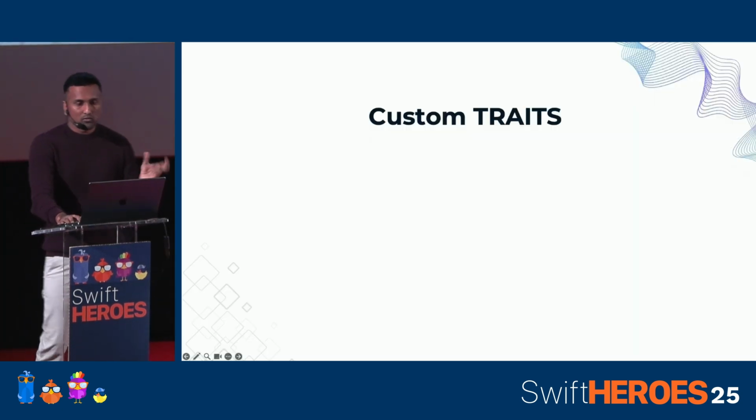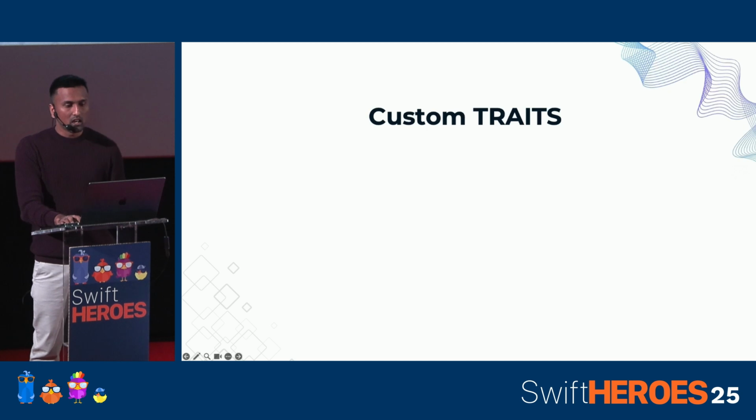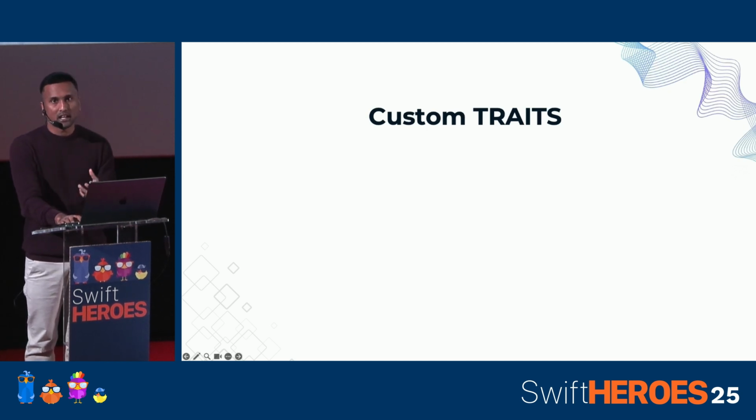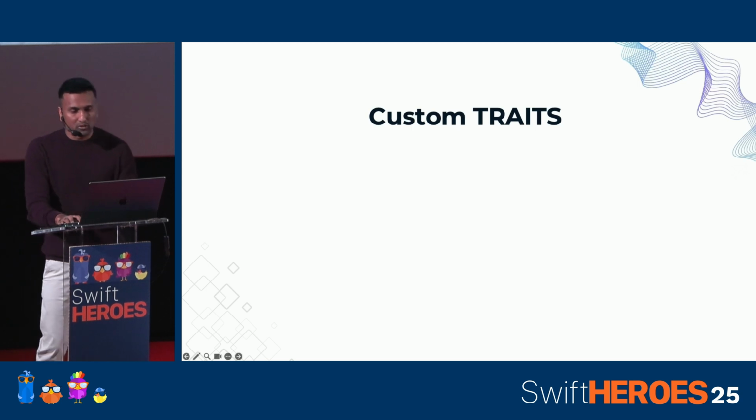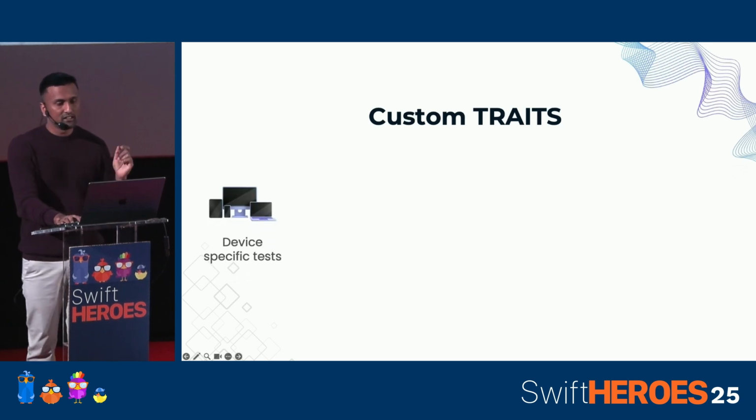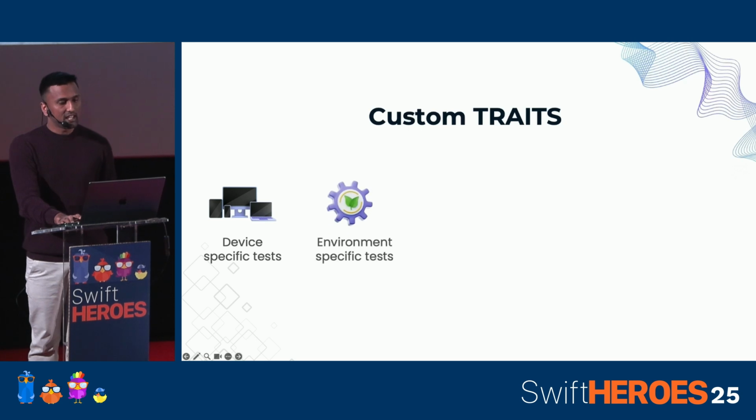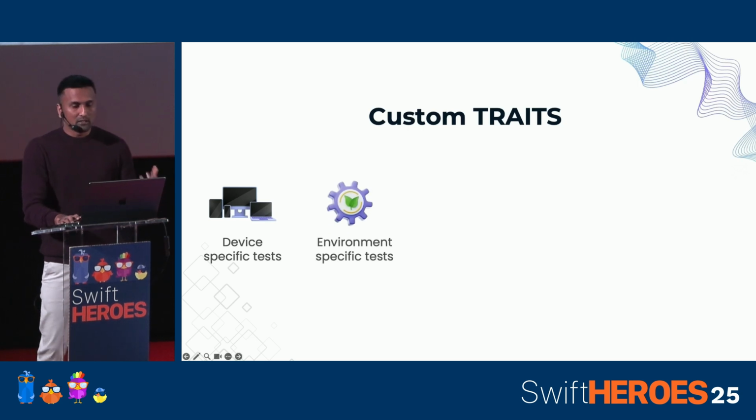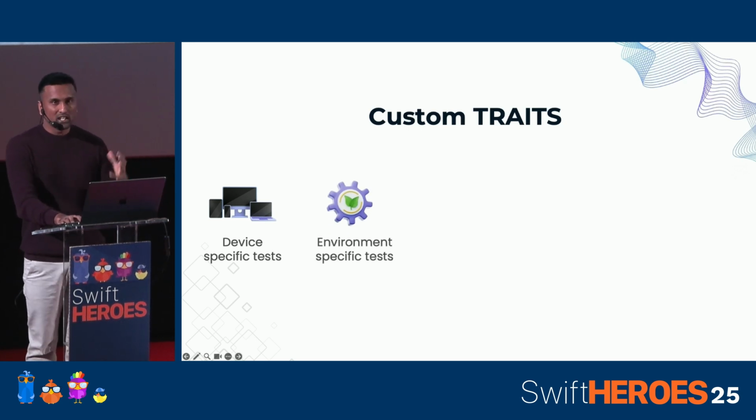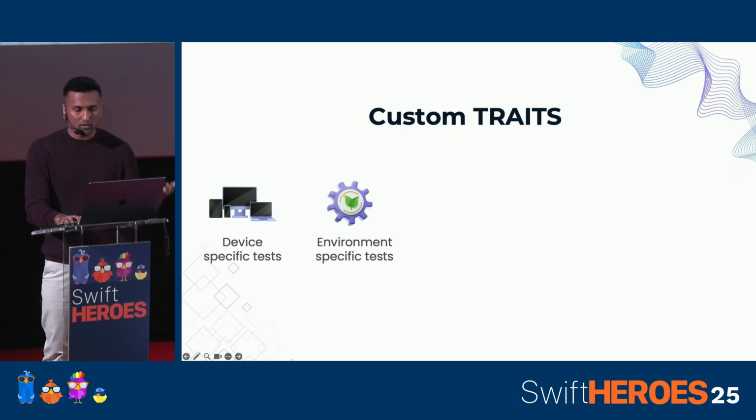Other than the network offline stub we just saw, I would categorize some common use cases of custom traits so you can create and use them in your projects. The first one is device-specific test, like run test on iPhone only or iPad only, so you can skip the unsupported devices. Next is environment-specific test. Sometimes you want to run this test only in a production version in the CI or only in the dev environment. You can create a custom trait for it.